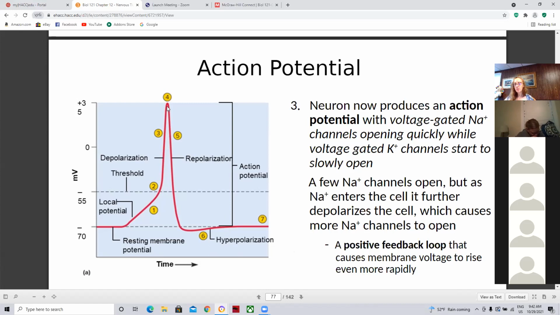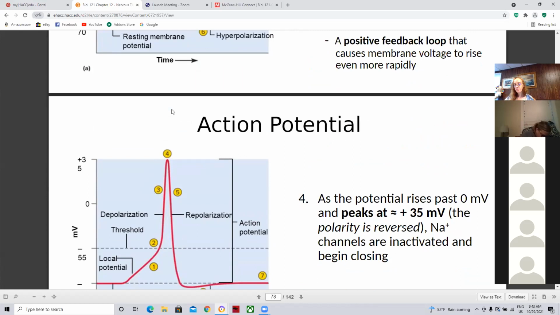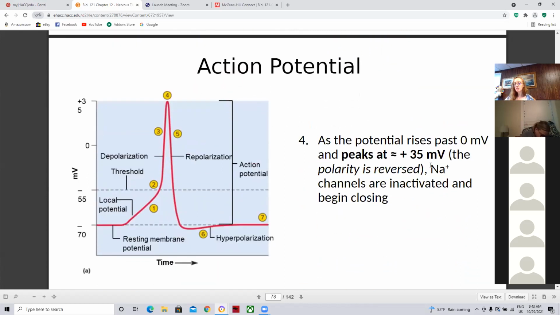Remember what depolarization means. It means that it's going to be more positive. There's going to be less separation in charge. And ultimately, it's actually going to reverse, and the inside of the cell is going to be more positive than the outside. So as the potential rises past 0 millivolts and peaks at positive 35 millivolts, the sodium channels get inactivated. Remember, these are all channels that are opening via changes in voltage. So the sodium channels are going to get inactivated and begin closing.